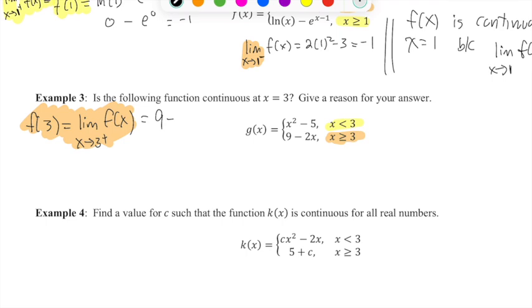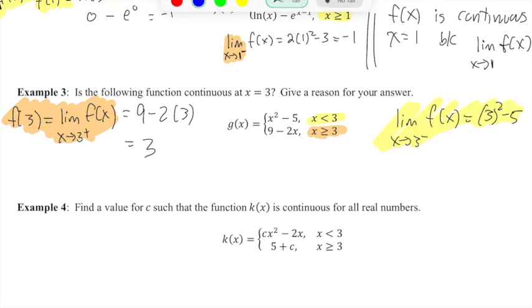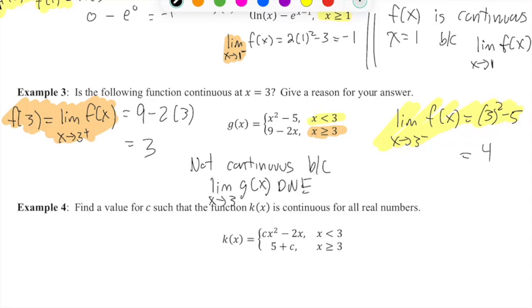So let's substitute. And 9 minus 2 times 3 is going to equal 3. So now let's do our left-hand limit. Substituting 3 in for x, that's going to be 3 squared, which is 9, minus 5 is 4. And notice how the limit does not exist because they approach different values. So we can say not continuous because the limit does not exist. And that is a sufficient argument. And just to let you know, this is going to be a jump discontinuity.